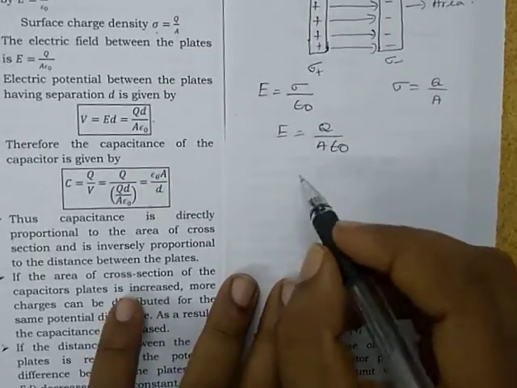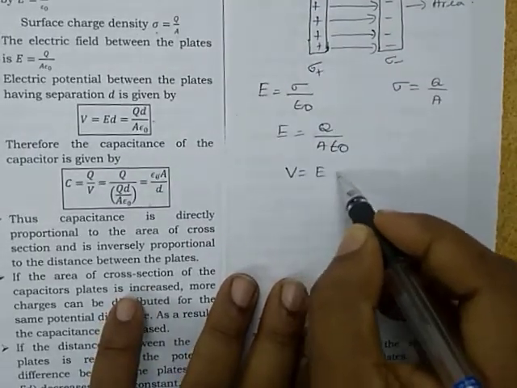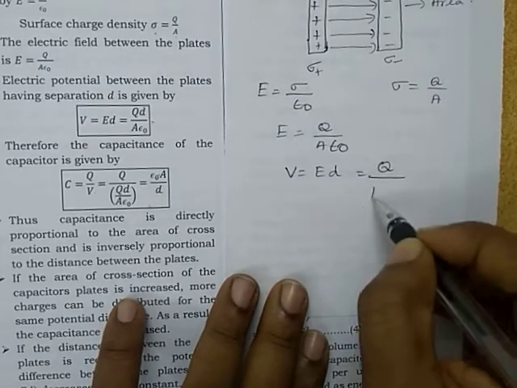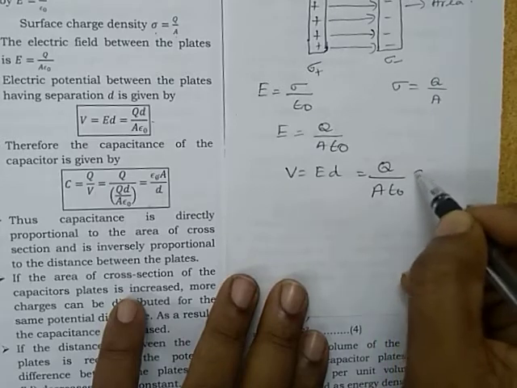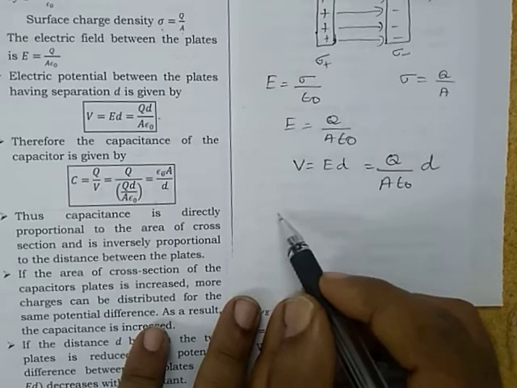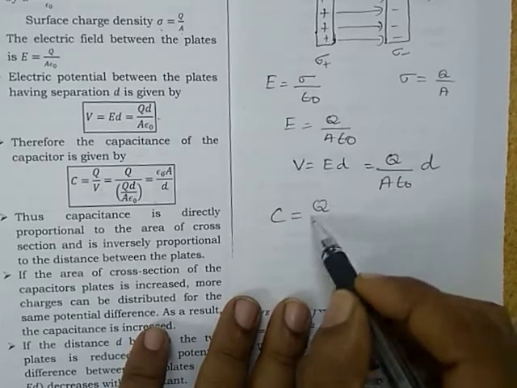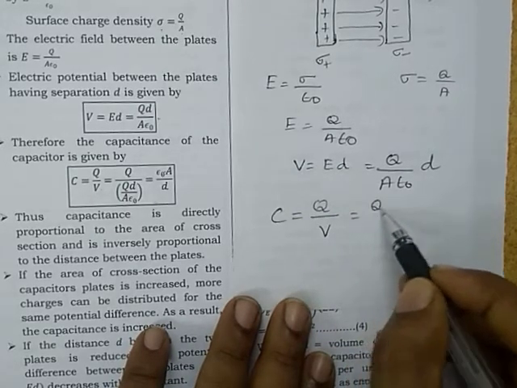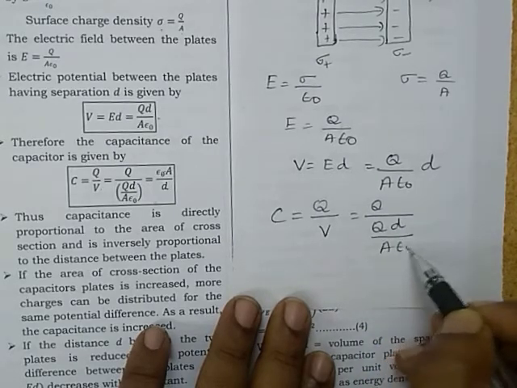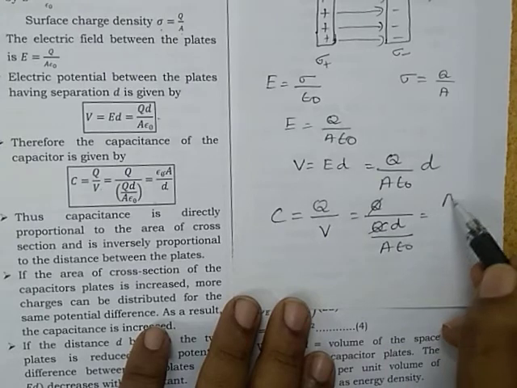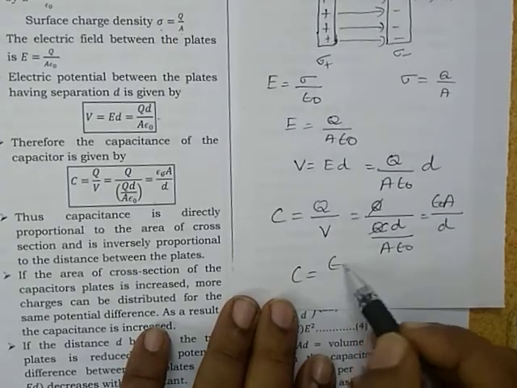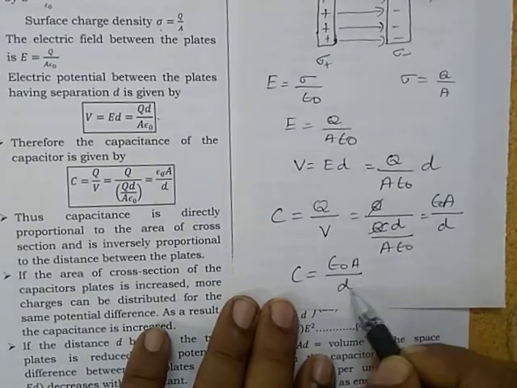Okay, then potential difference V is equal to E into D. Substitute here, then Q by A epsilon naught D. Then we need to find the capacitance. We know capacitance C is equal to Q by V. Q by V became Q D by A epsilon naught. Cancelling this, we get C equals epsilon naught A by D. This is the actual expression for capacitance.